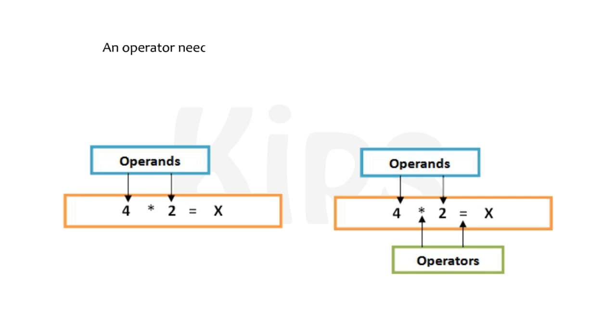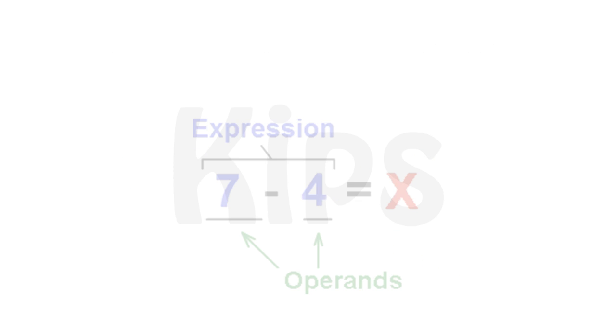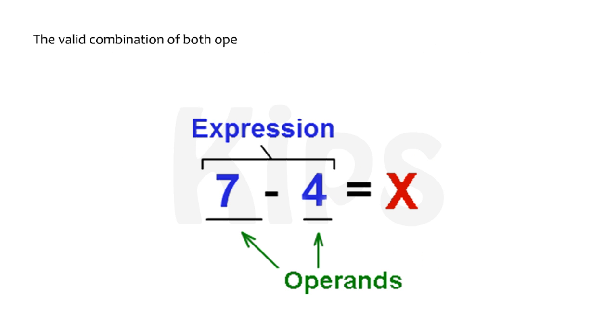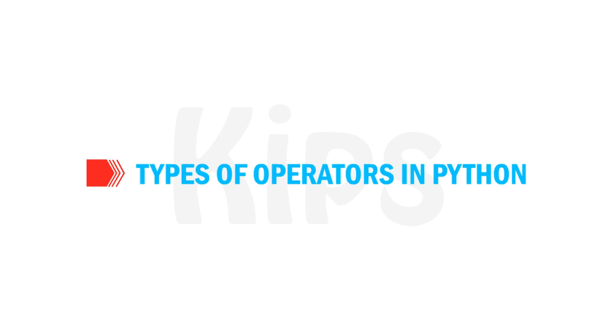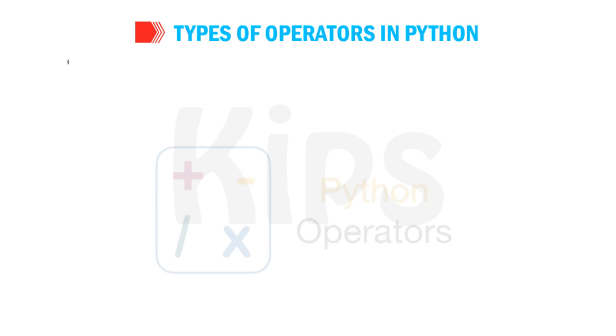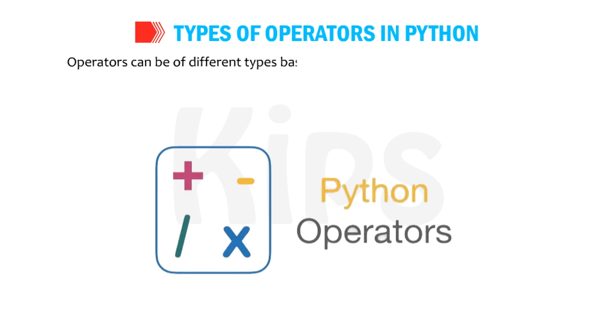An operator needs one or more operands to perform any operations. The valid combination of both operands and operators makes an expression which returns a computed result. First, let us start with types of operators in Python. Operators can be of different types based on the kind of operation they perform.